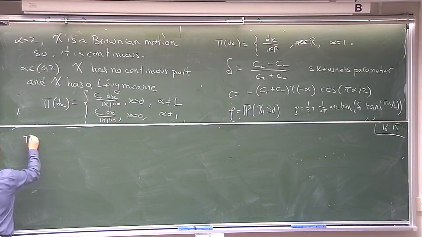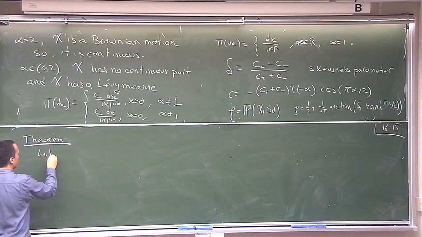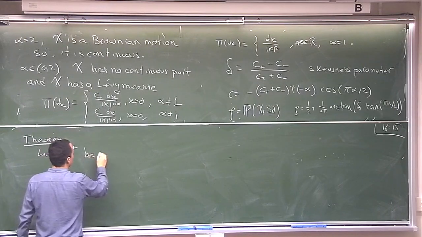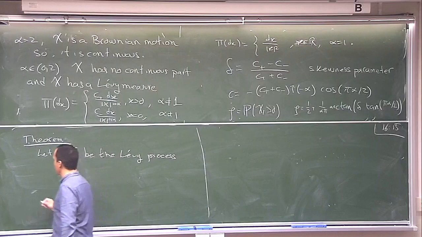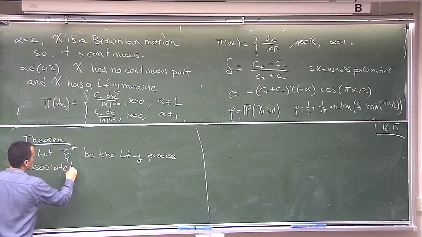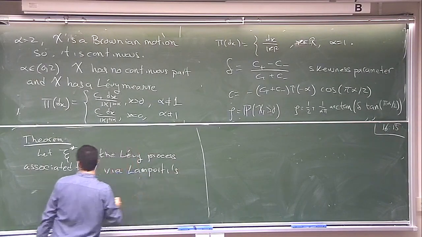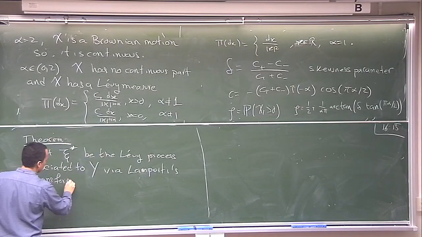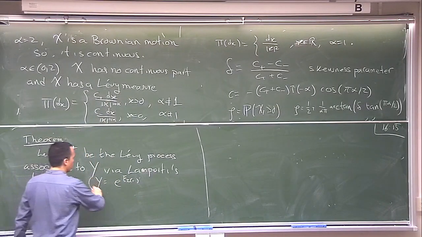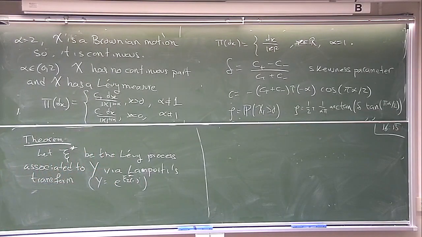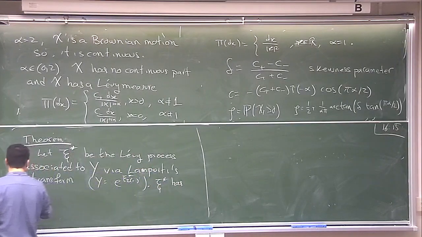And I would like to prove the following theorem. Let psi star be the Lévy process associated to Y via Lamperti's transform. So Y is the exponential of psi star time changed. So we have that psi star has the following characteristics.